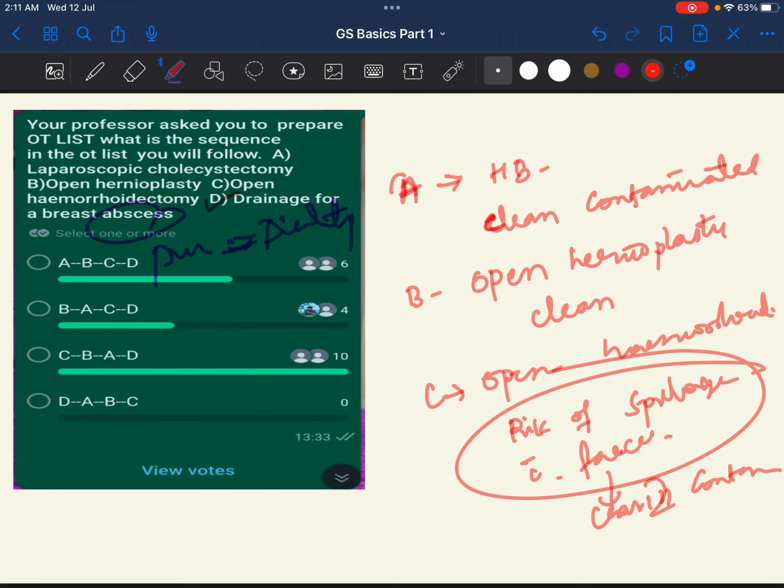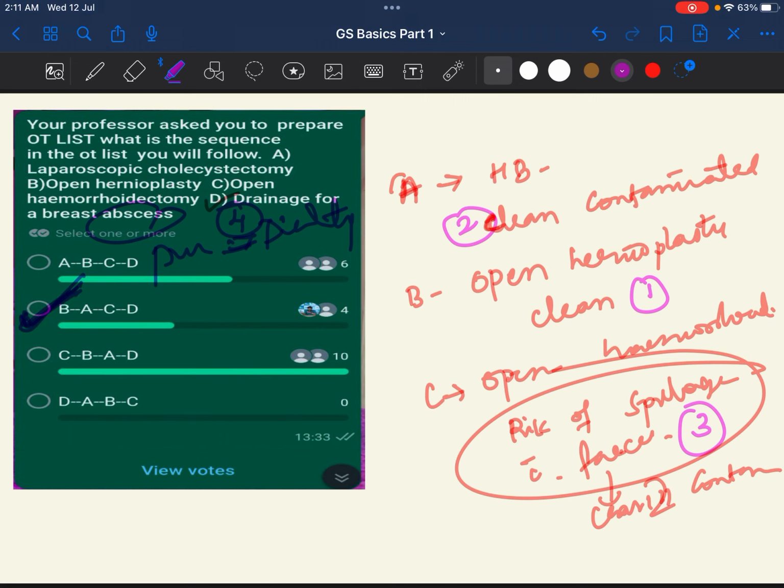So if you prioritize as per the CDC guidelines, the first case you should post is the clean case, next the clean contaminated case, next the contaminated case, and the last case should be the dirty case. So here the correct option will be B, A, C, D.